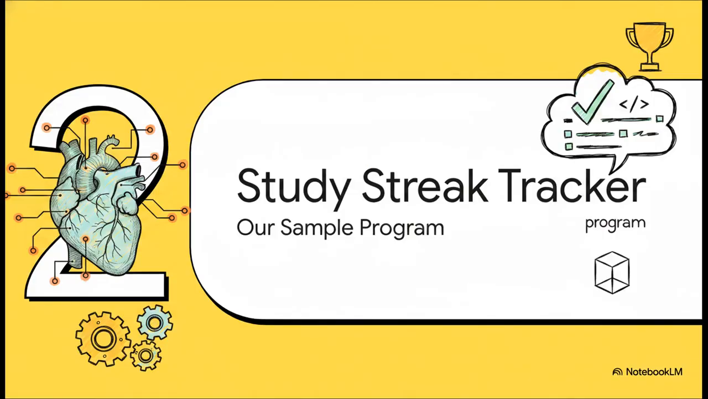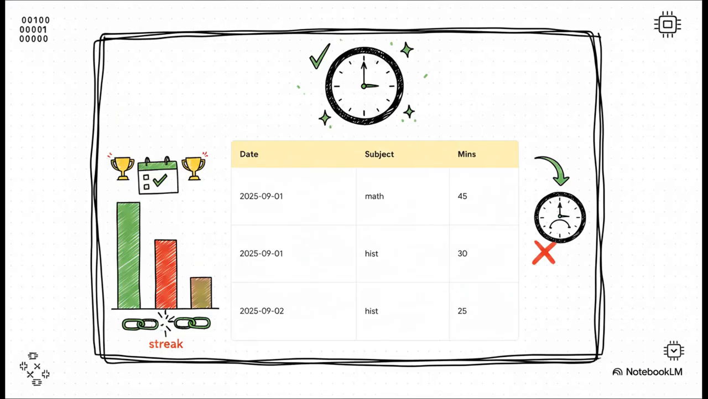Section 2. The Study Streak Tracker. This is our anatomical specimen. Let's look at some raw input data for our tracker. We've got dates, subjects, and minutes studied. Now, what's really interesting here is that not every study session actually counts. Our tracker only rewards serious effort. According to the program's rules, only study sessions of 30 minutes or more actually count toward the streak. So, a quick 25-minute history session? Yeah, that isn't going to make the cut.